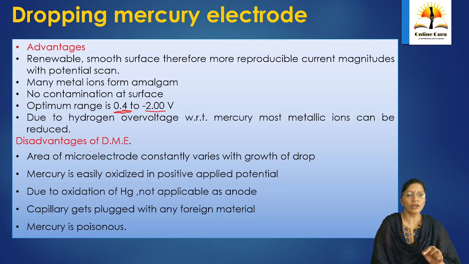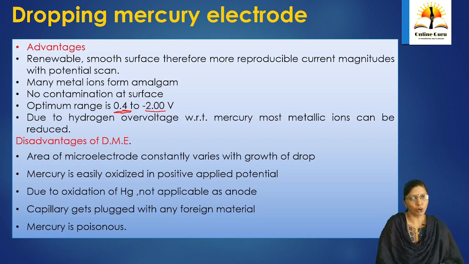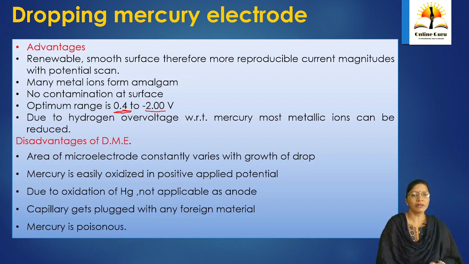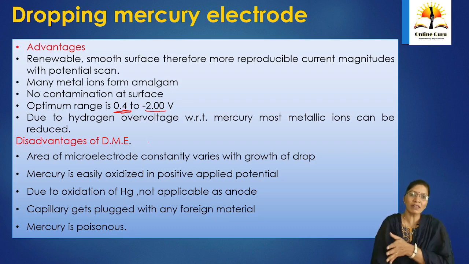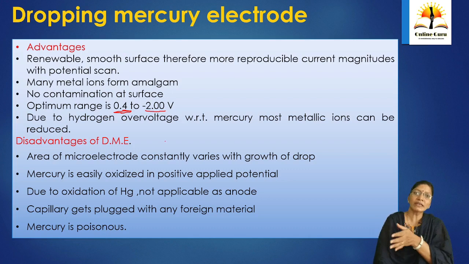Okay, so the restricted or optimum range for the dropping mercury electrode is from +0.4 to -2 volts. We have another advantage: due to hydrogen overvoltage with respect to mercury, most metallic ions can be reduced, again going up to -1.8 volts. Even the hydrogen coming out from the solvent system can produce an overvoltage, and that overvoltage magnitude can go up to -2.6 volts. So this can lead to complete reduction of most of the metal cations.